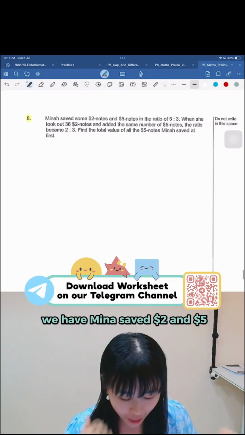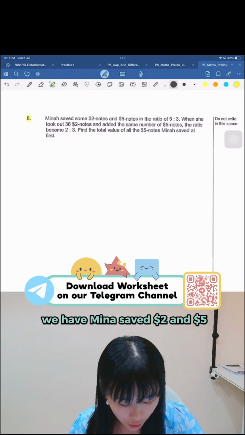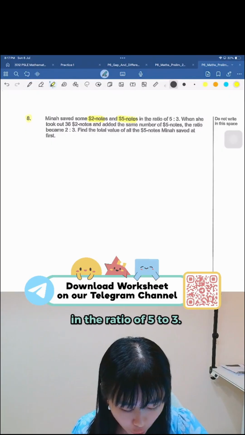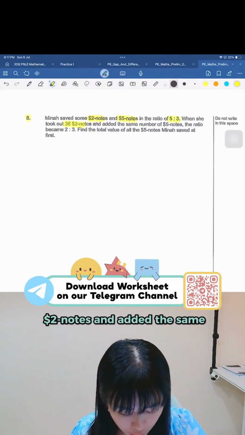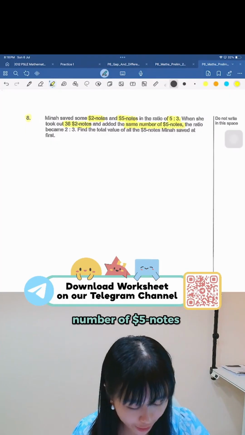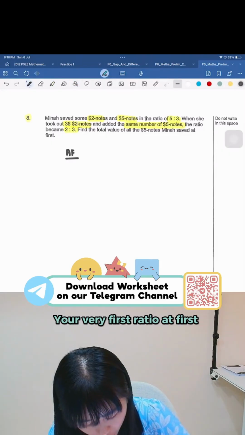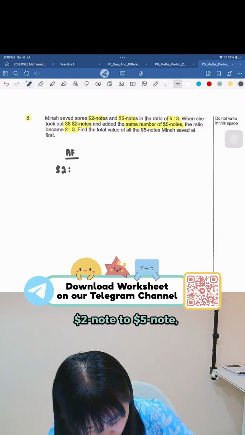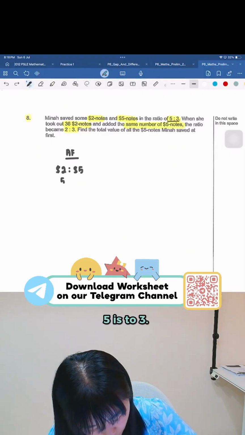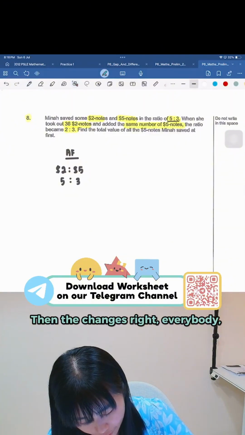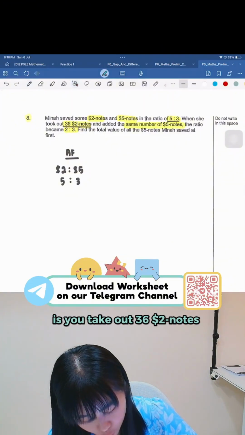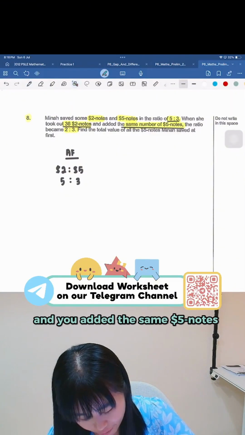Question 8: Mina saved $2 and $5 notes in the ratio of 5 to 3. She took out 36 $2 notes and added the same number of $5 notes, and then the ratio became 2 to 3. Your very first ratio, $2 note to $5 note, is 5 is to 3. Then the changes, everybody: you take out 36 $2 notes and you add the same number of $5 notes.